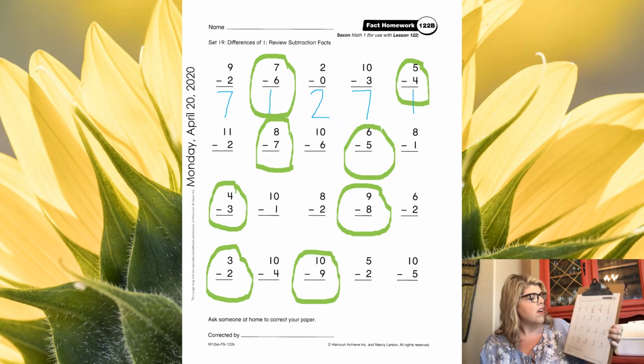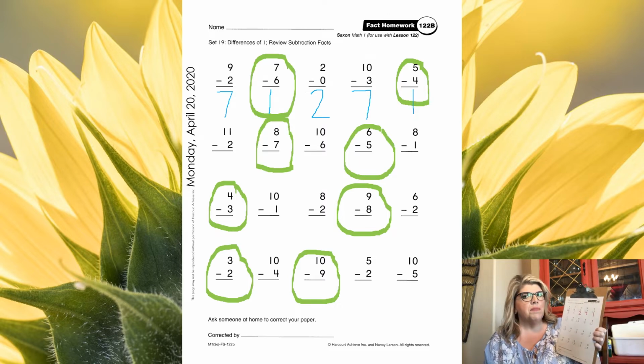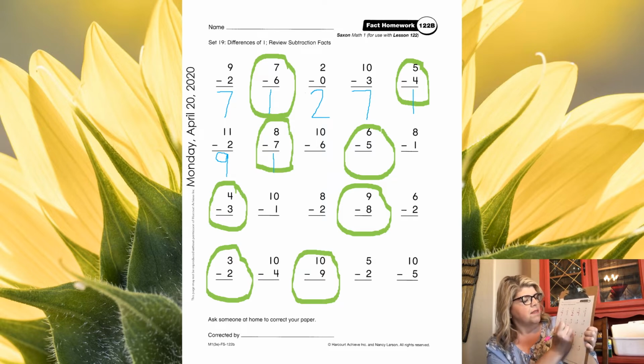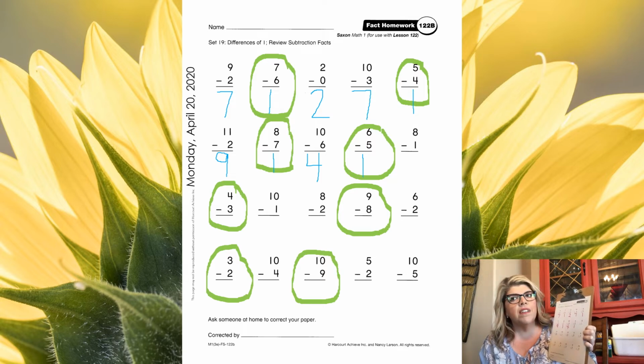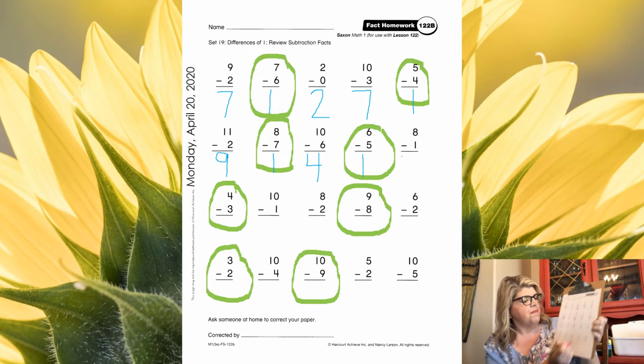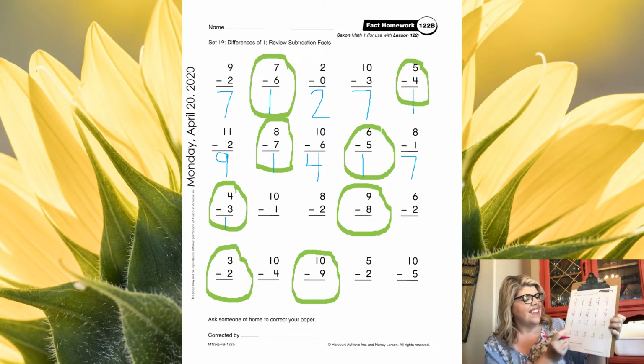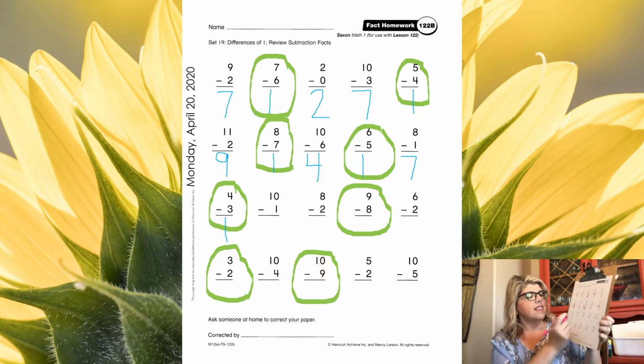How are you doing so far? Let's look at the next one. 11 minus 2, 9. 8 minus 7, oh, it's a difference of 1. 10 minus 6 is 4. 6 minus 5 is difference of 1. 8 minus 1 is 7. 4 minus 3 is difference of 1. 10 minus 1 is 9.